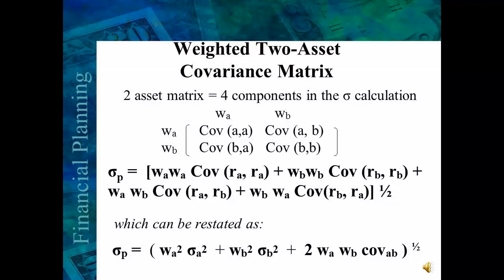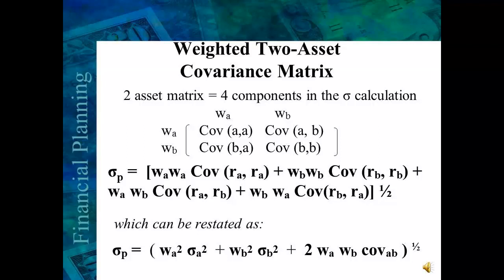Look at the 2-asset covariance matrix on this slide. The 2 assets are A and B. As you see, you must consider the weighting of each asset in the portfolio and how each asset moves relative to every other asset in the portfolio. In this example, you must consider how weighted asset A moves relative to weighted asset A and to weighted asset B. You must also consider how weighted asset B moves relative to weighted asset A and to weighted asset B. This gives you four relationships.